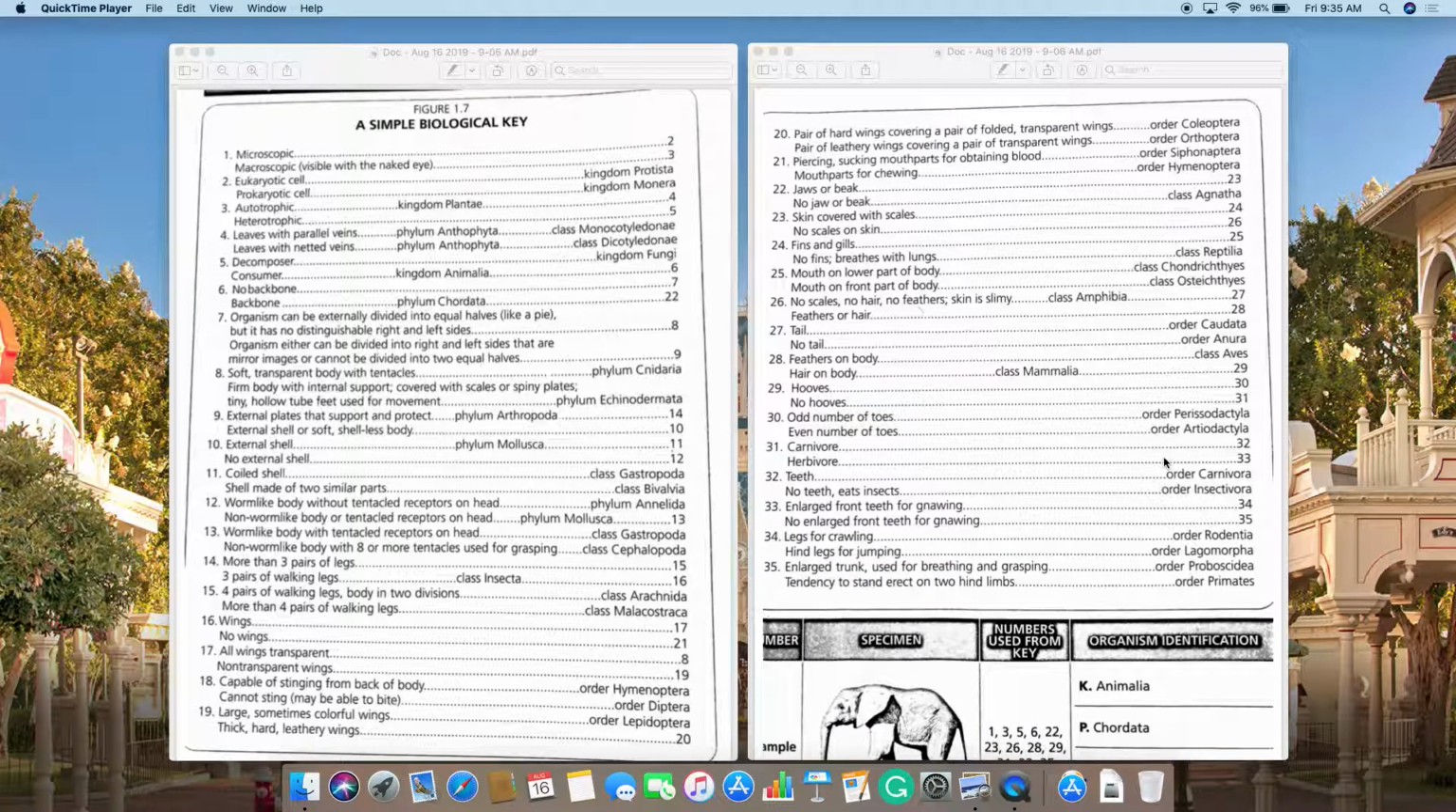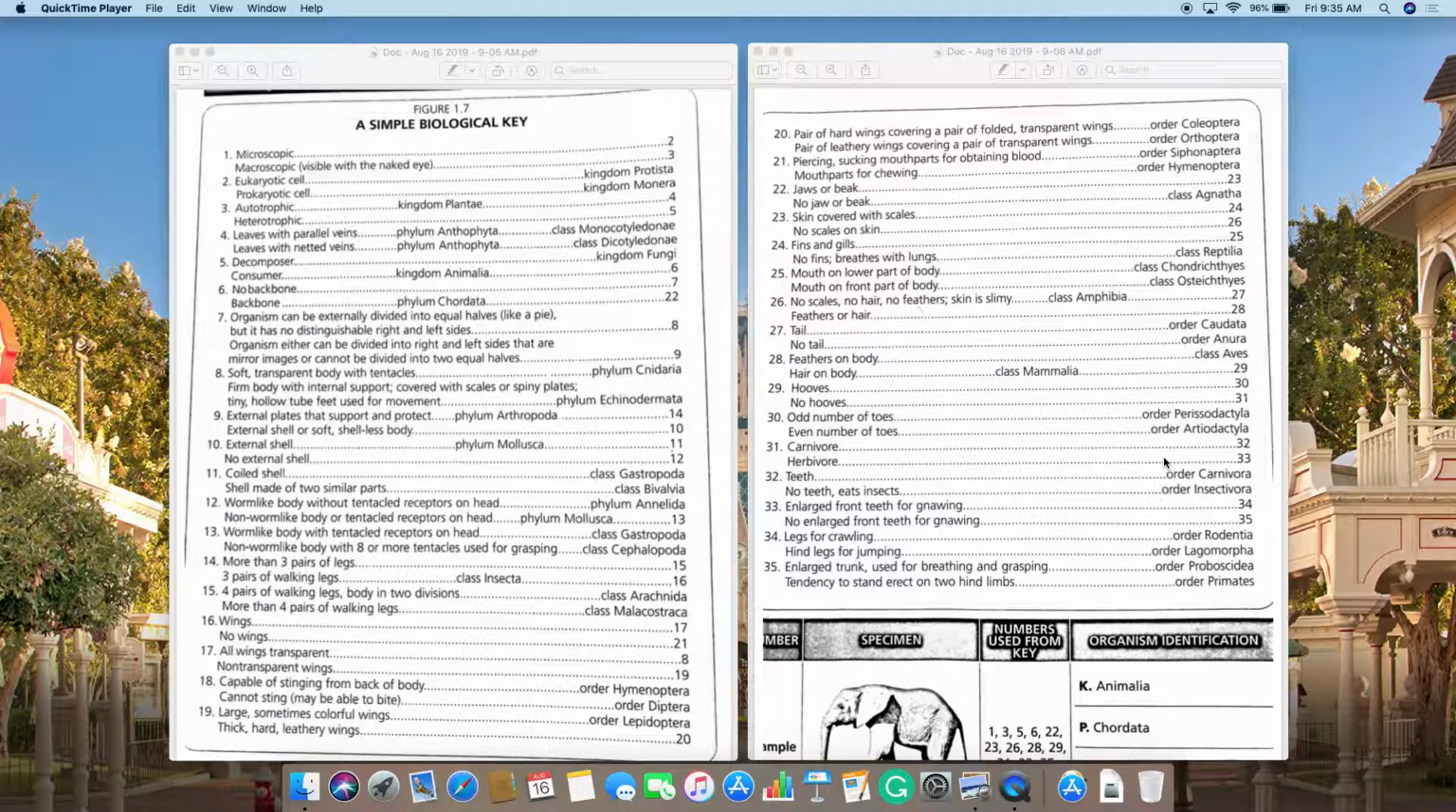Good morning, biology students. I wanted to walk you through just a couple more of these classifications on our biological key. I want to make sure everyone understands what we were doing in class yesterday. Once you've completed this lab, you'll have your first high school lab under your belt. Let's look at the chipmunk.